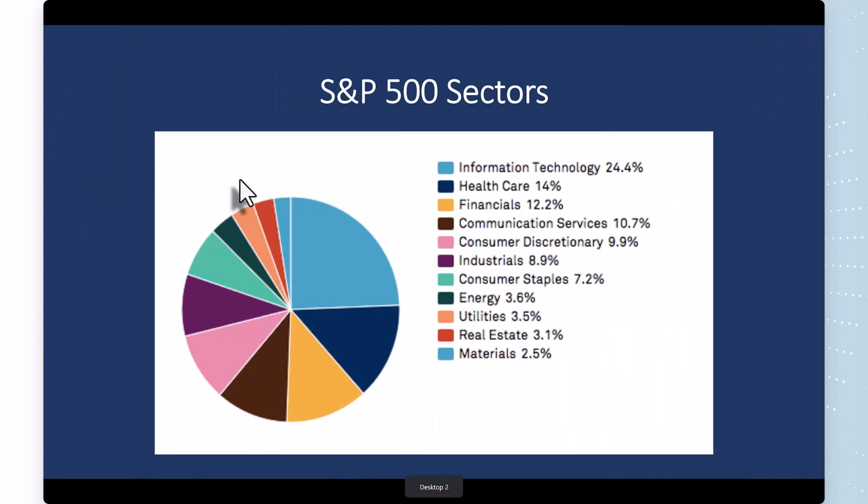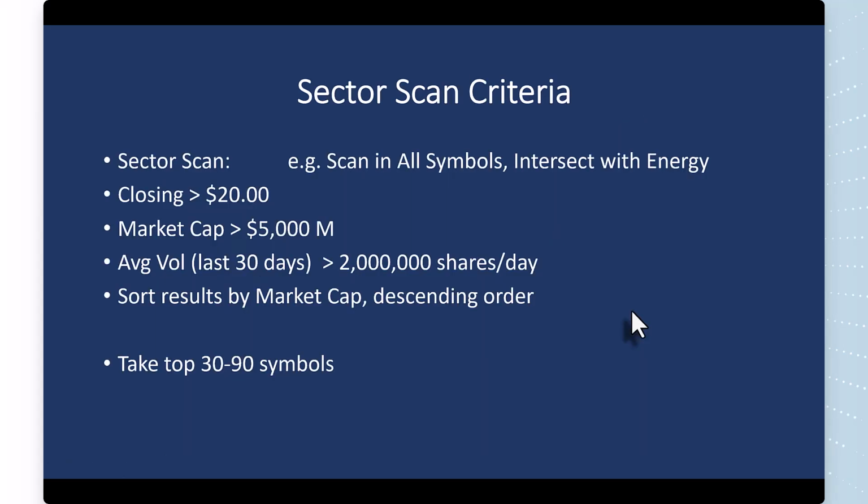My thoughts on at least what I came up with is something along the following lines for scan criteria. In our case, the scan would read something like: we'll scan for all symbols and intersect them with the energy sector. Make the closing price greater than $20 a share. Make the market cap more than 5,000 million.